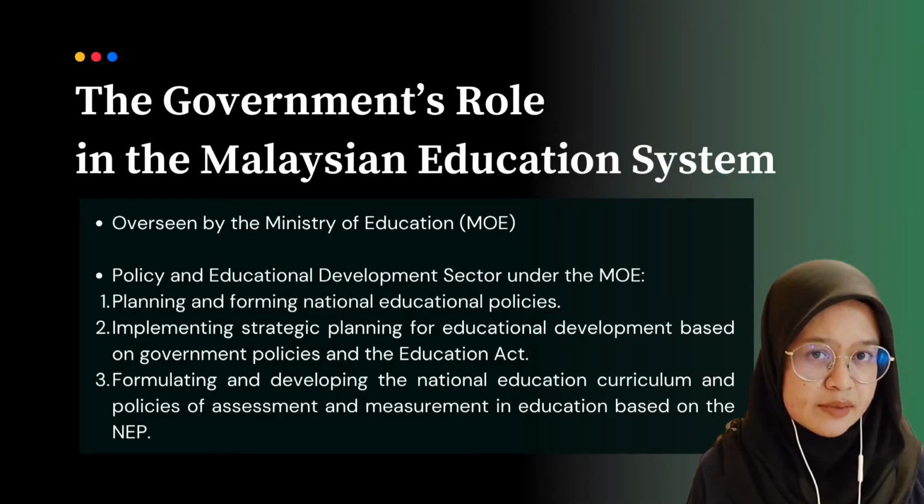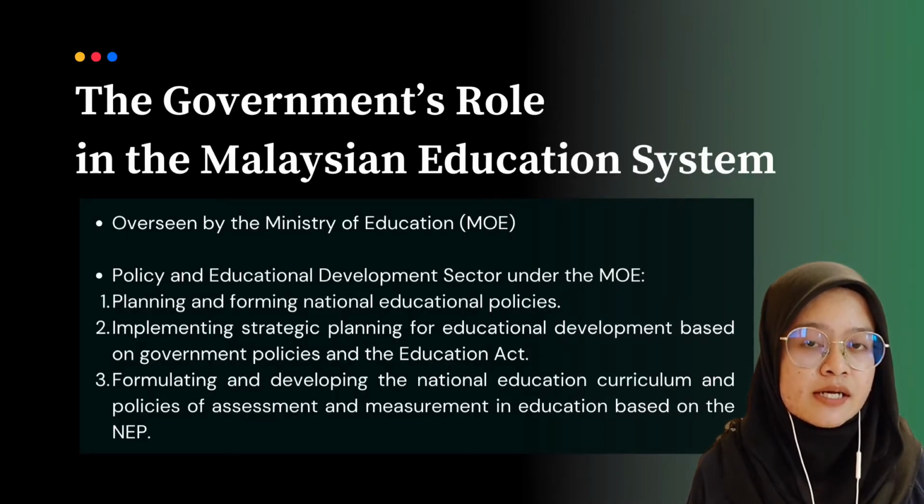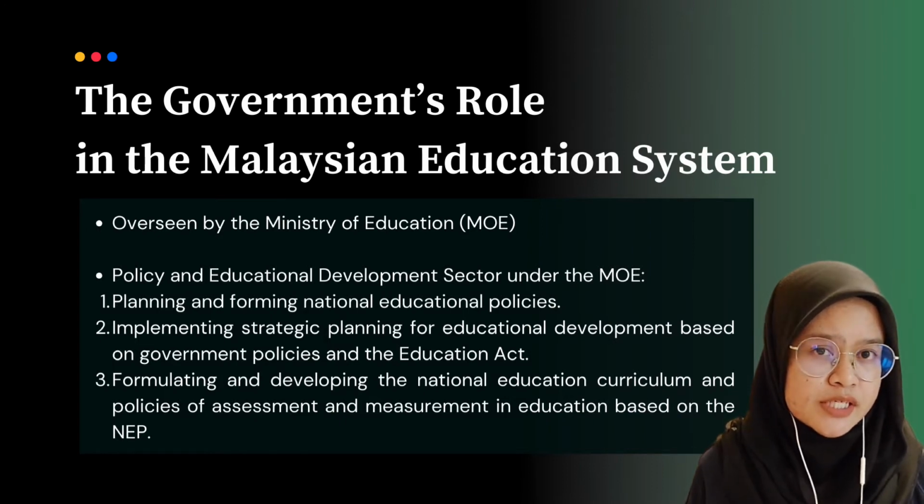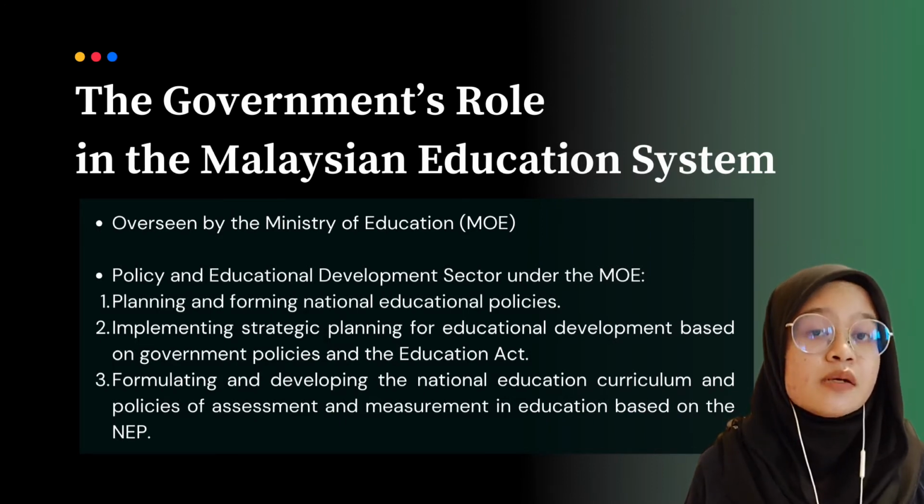Now that we have laid out a brief historical background, let's get into the modern-day education system in detail. Let's briefly go through the government's role in the Malaysian education system. Education in Malaysia is overseen by the Ministry of Education. Under the wings of the MOE, the policy and educational development sector plays a major role in orchestrating the shape and flow of the education system.